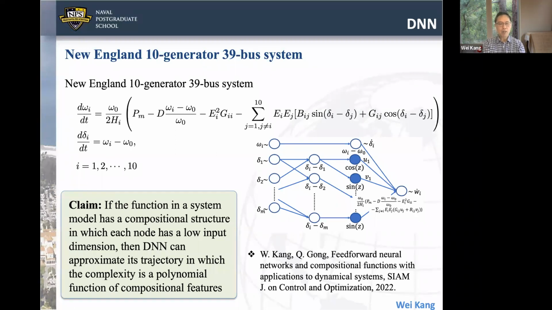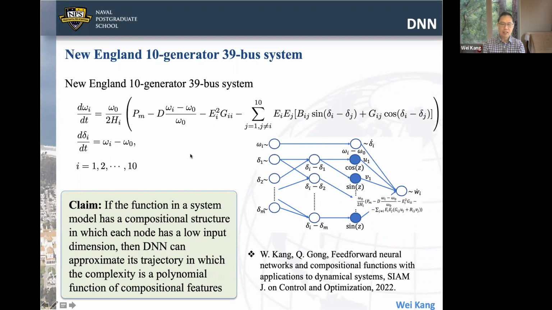So depending on how many generators you count into the power system, it can be from tens to thousands of state variables. It depends on how much detail you include in your power system model. However, the local dimension of each node is all 1. It's very low dimension, right?